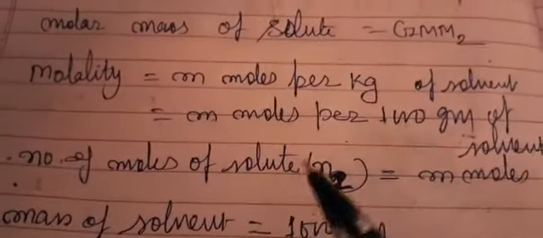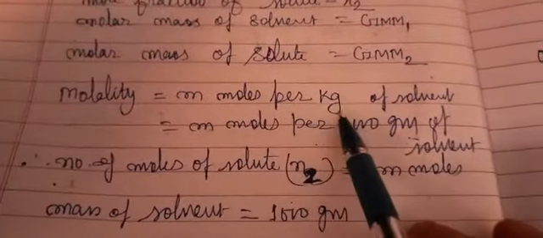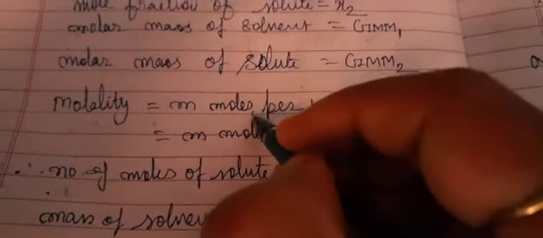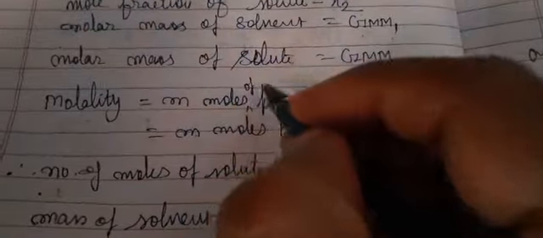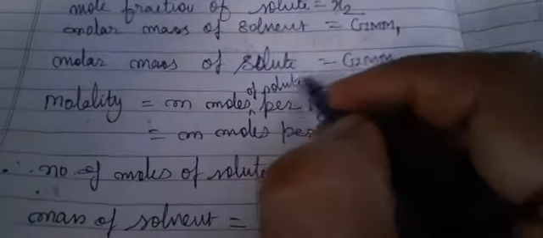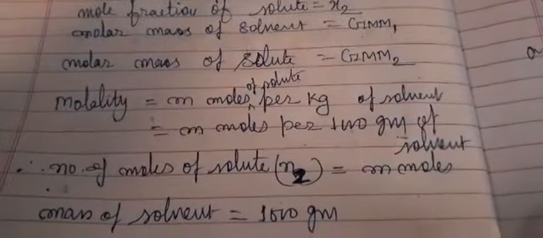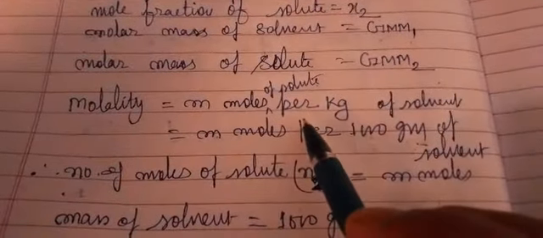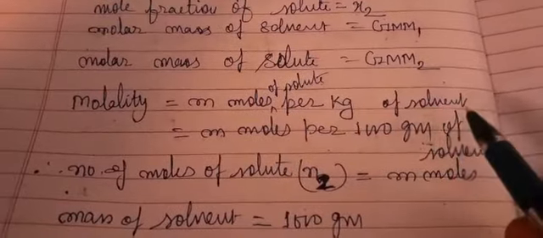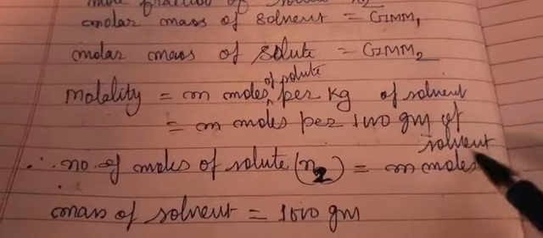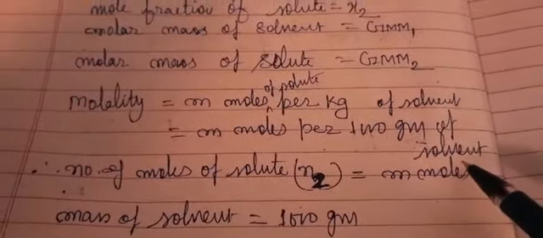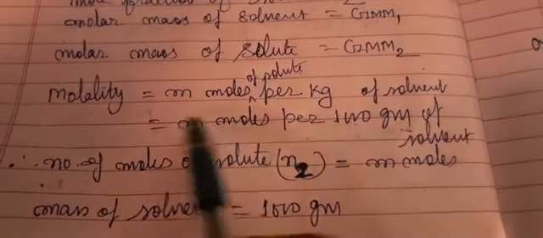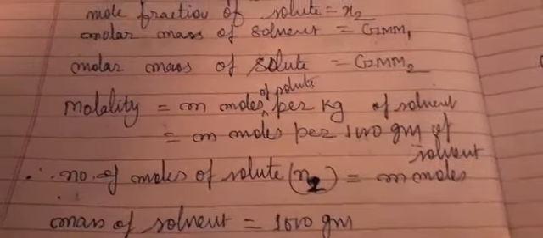Okay, now we'll write the definition of molality. What is the molality? It is m mole per kg, that means m moles of solute per kg of the solvent. So it is m mole per 1000 gram of solvent. So molality will give you certain information.